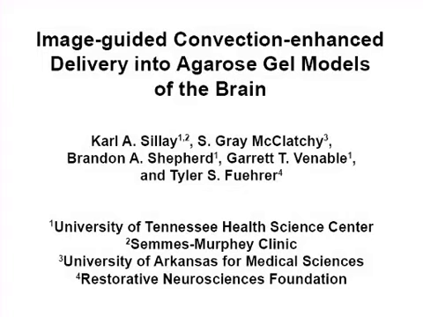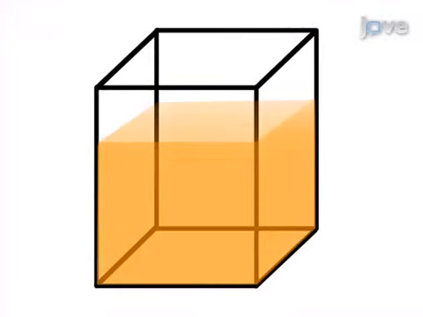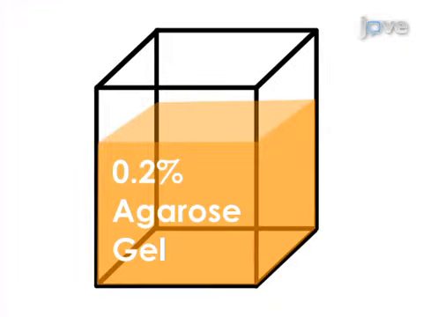The overall goal of this procedure is to provide a training resource for convection-enhanced delivery into agarose gel models of the brain. This is accomplished by first properly preparing an accurate agarose gel model of the brain.